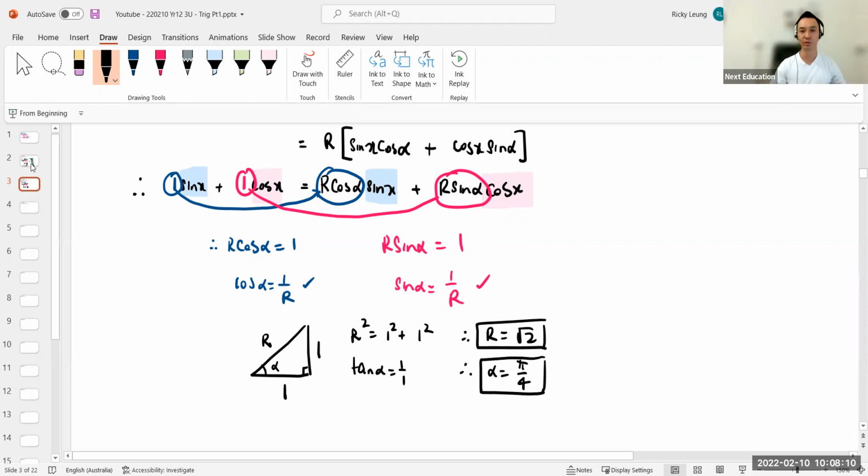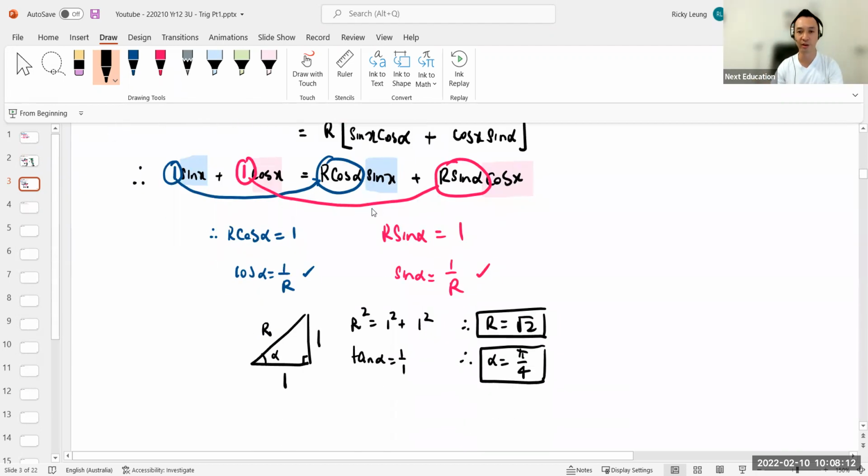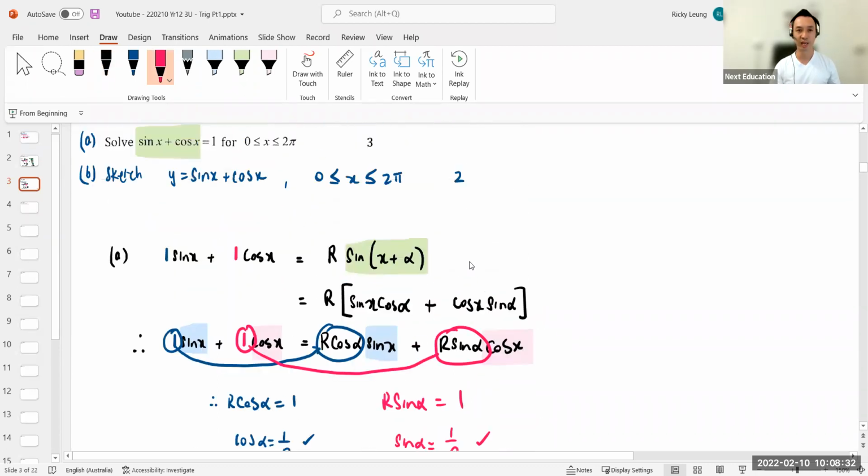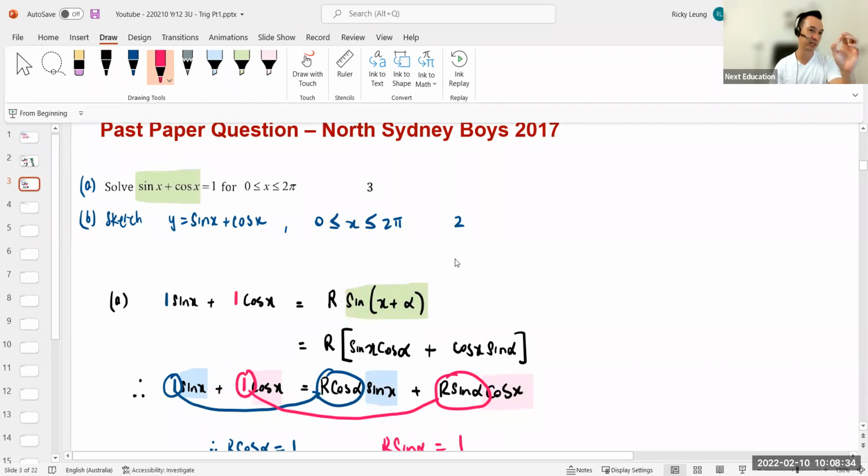Sub that back into the original statement we did here. So therefore, we've transformed sine x plus cos x, with the ones in front, to an expression that is r sine of x plus pi on 4. Great. Now, once you've done this transformation, what's the question saying? I want you to solve sine x plus cos x equals 1.